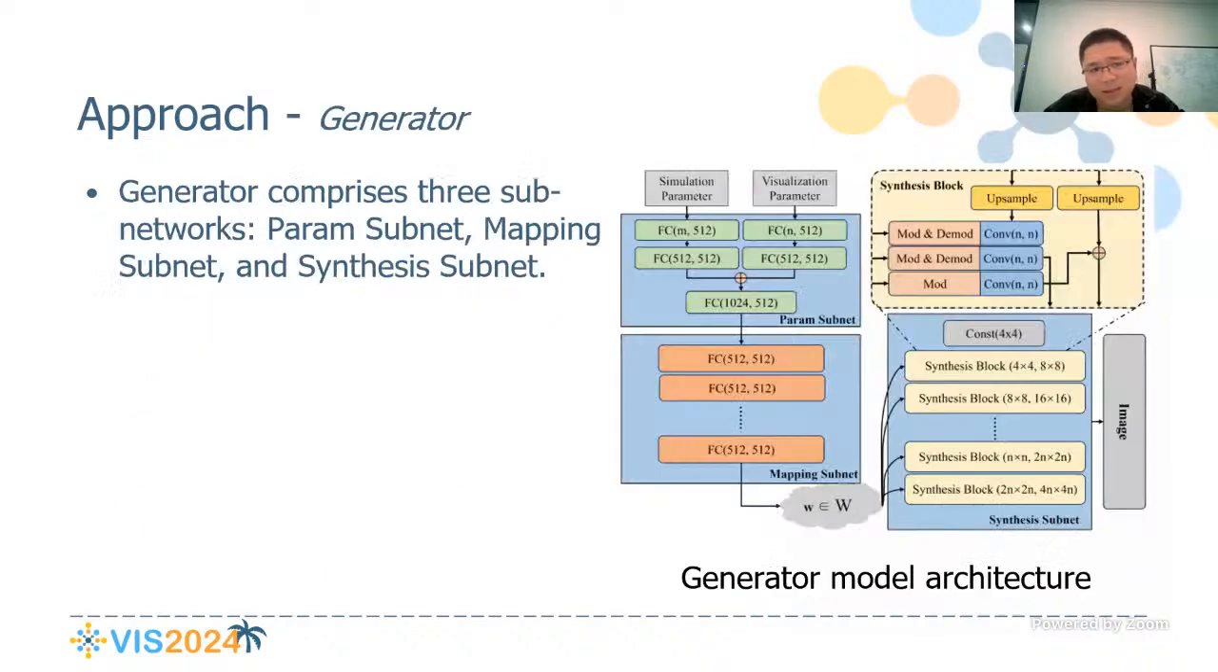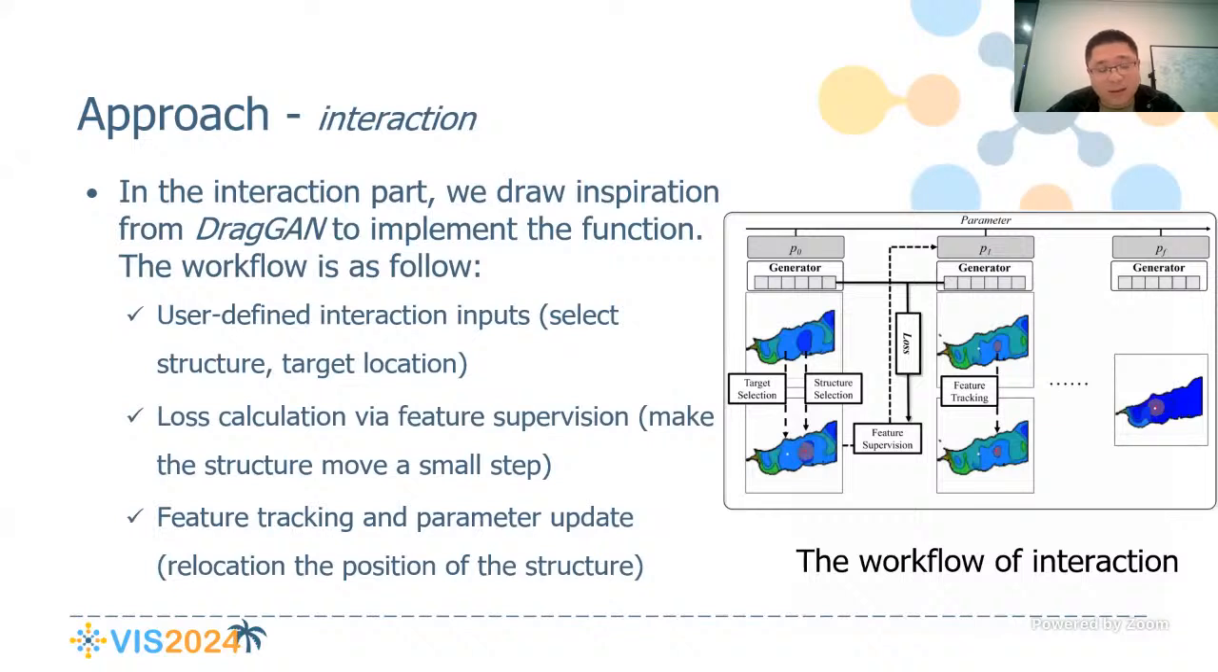The first one is the generator. The generator has three subnetworks: the Params subnet, the mapping subnet, and the synthesis subnet. We reference multiple SOTA models such as StyleGAN2 and InSituNet to guide our network design. Our generator can learn the mapping from parameters to visualizations and predict new visualizations for new parameters. And the second one is the interaction part.